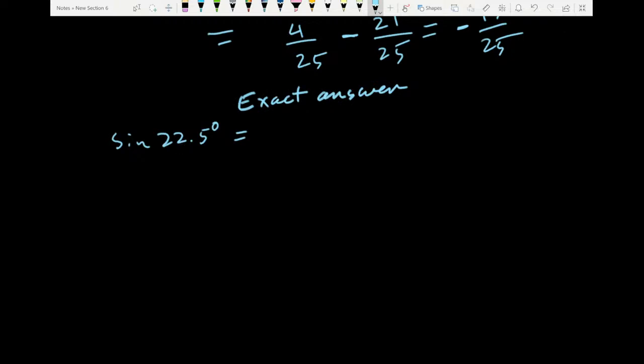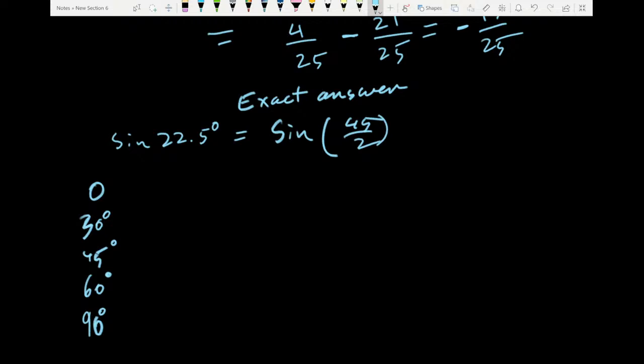Our special angles are 0, 30 degrees, 45, 60, 90. These are the special angles. So how do I turn 22.5 into some special angle? Sine of 22.5 is the same as sine of 45/2, and we know how to deal with 45/2.